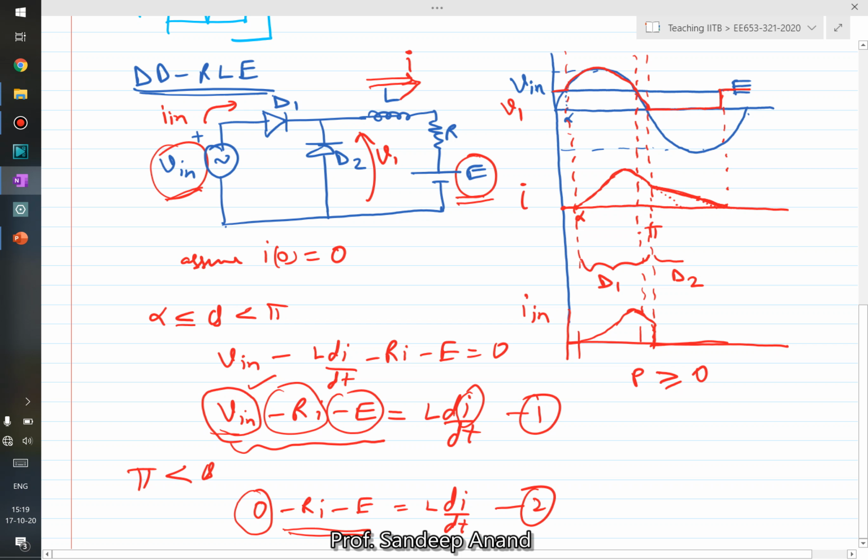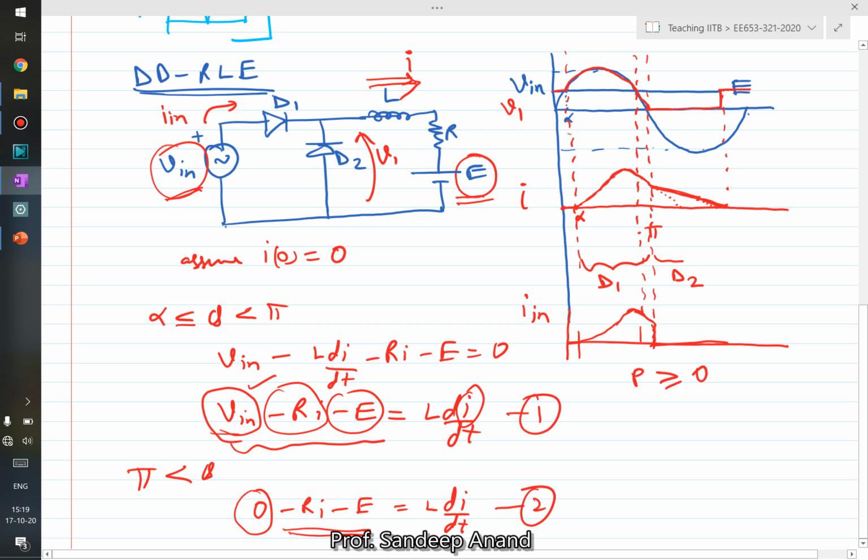So again in V1 the negative part is not visible anymore, and therefore you can assume that the ripple would reduce slightly. Ideally you would want V1 to be constant, but that may not happen. But certainly the performance of this circuit in terms of ripple would be better than the previous circuit. Because the voltage ripple is less, the current ripple is also going to be less.